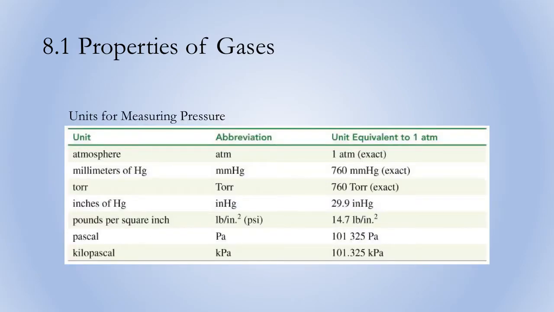The table here just shows, again, a more comprehensive list of the different measurements of pressure: atmospheres, millimeters of mercury, torrs, inches of mercury, pounds per square inch, pascals, and kilopascals, and then what their typical values are on Earth at sea level.